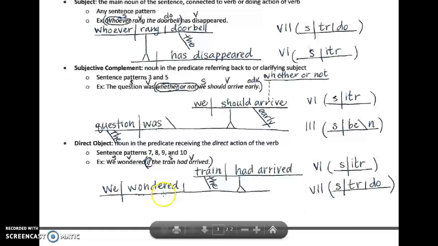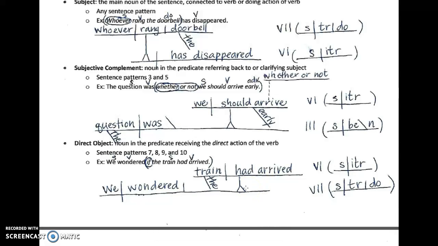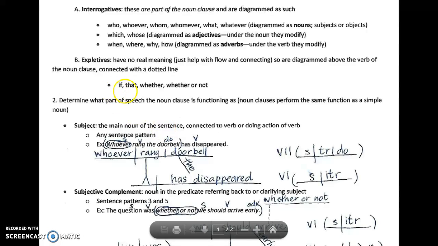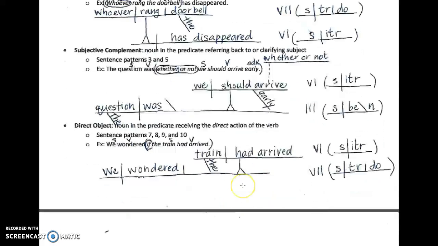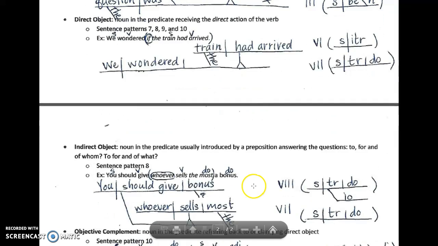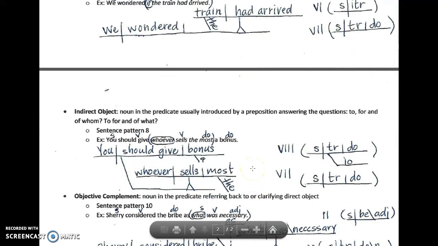Direct object, again, follows an action verb, and it functions largely the same way. And so, oops, I neglected to diagram the if. That's one of those expletives. So it should be up above had arrived, the if on that dotted line.